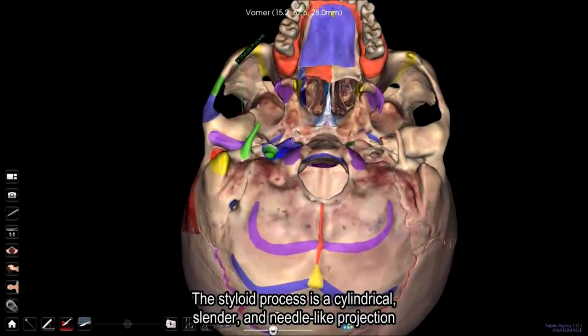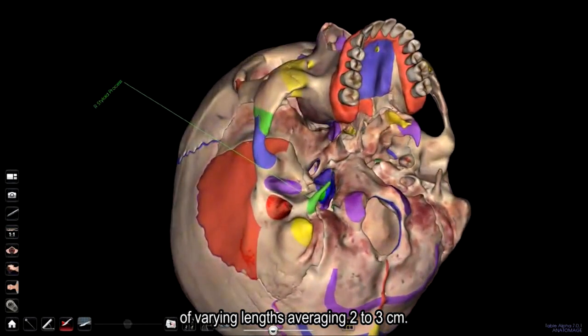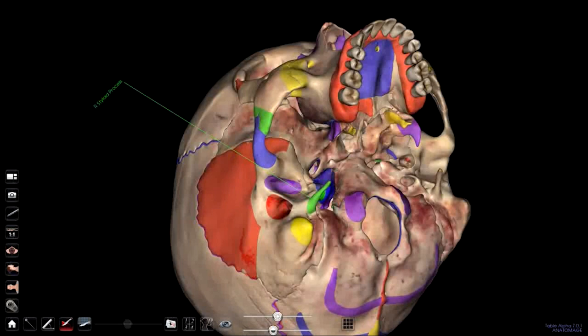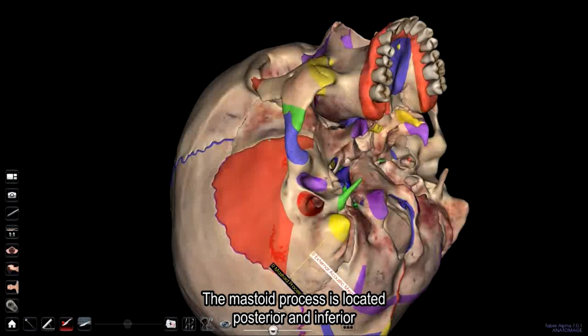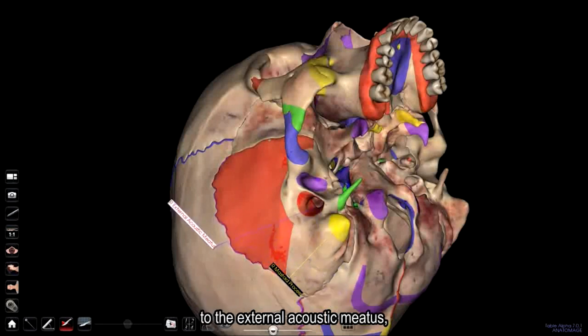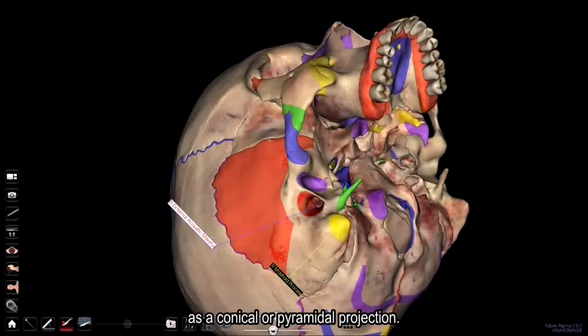The styloid process is a cylindrical, slender, and needle-like projection of varying lengths averaging 2 to 3 centimeters. The mastoid process is located posterior and inferior to the external acoustic meatus, lateral to the styloid process, and appears as a conical or pyramidal projection.